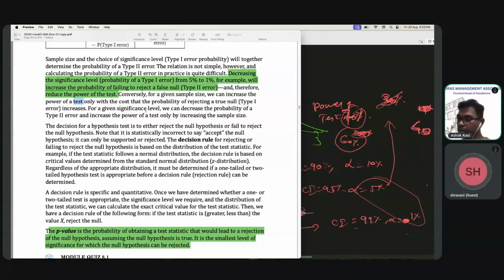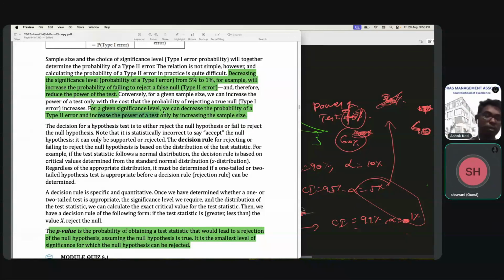For a given significance level, we can decrease the probability of type 2 error and increase the power of a test only by increasing the sample size. So this is another method: increase the sample size. When you increase the sample size, more sample size as in more number of people are coming. So for a given significance level, we can decrease the probability of type 2 error.